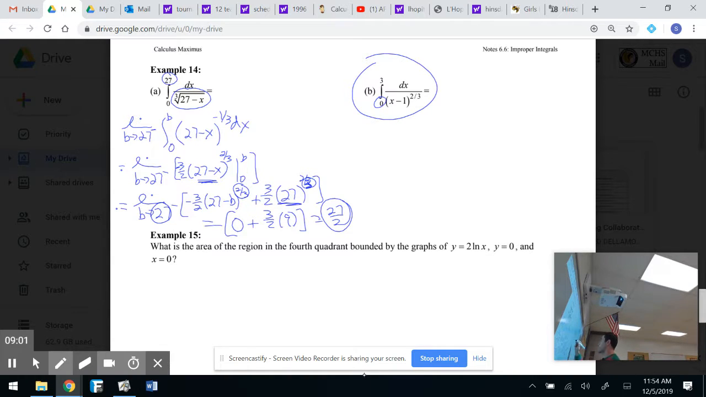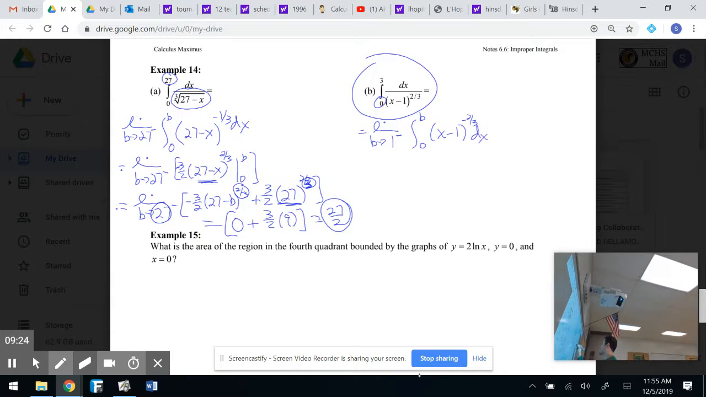Okay, so here we go. How are we going to break this bad boy up? Well, I know I need a limit, and I need it to be a one-sided limit. So we're going to go 0 to 1, and that would be from the left side. Okay, and then I'm going to rewrite that as x minus 1 to the negative 2/3.